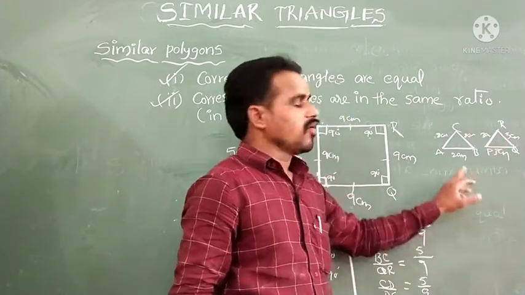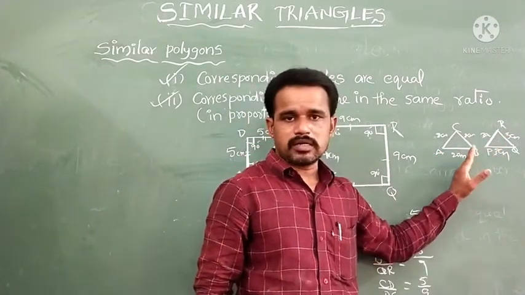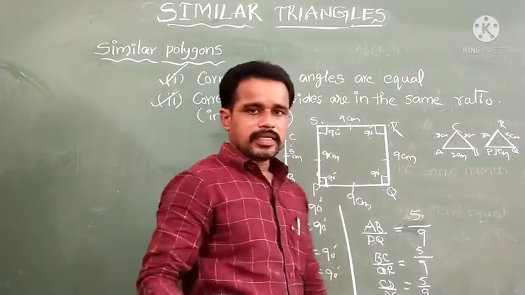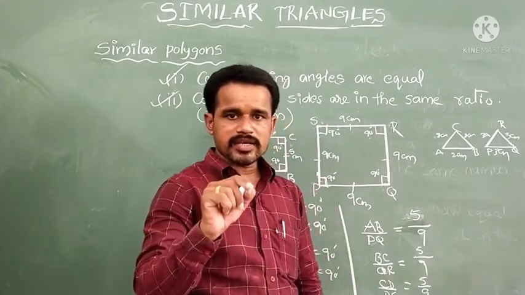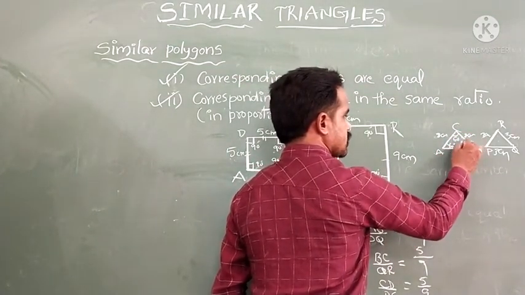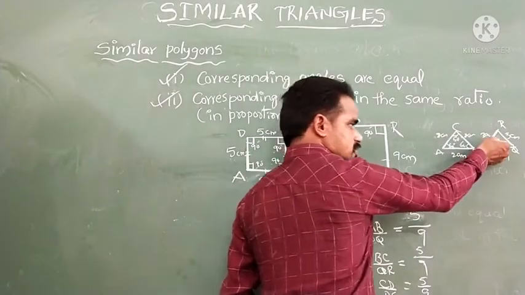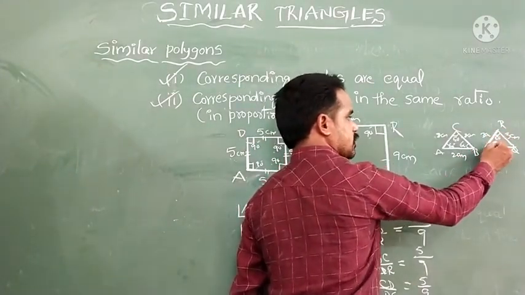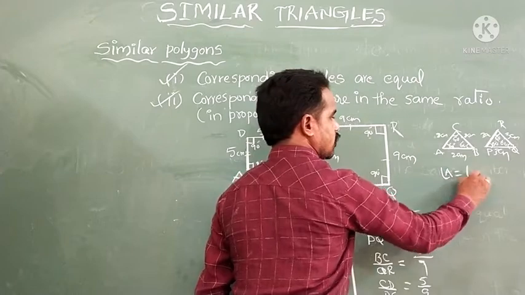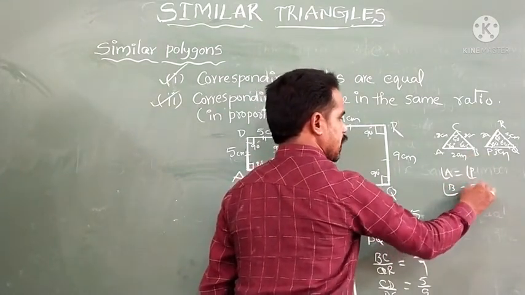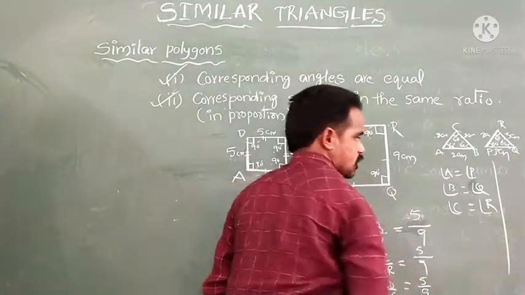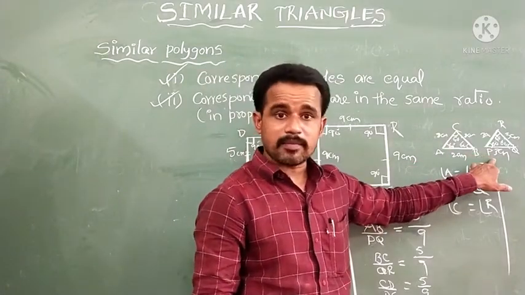All sides are equal. Then, what is the relation? Are these two similar or not? We have to check. What is the first condition? Corresponding angles are equal. In an equilateral triangle, each angle is 60 degrees. This is also an equilateral triangle, so 60, 60, 60. So all corresponding angles, angle A is equal to angle P, angle B equal to angle Q, angle C equal to angle R.